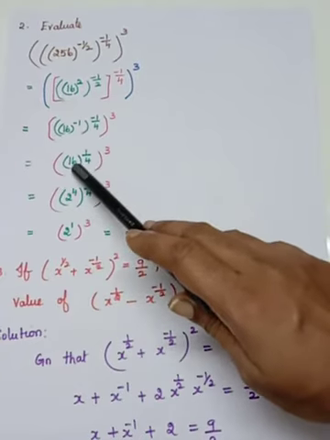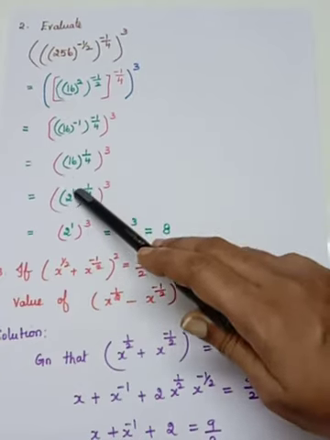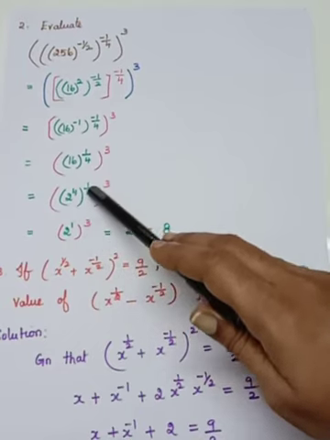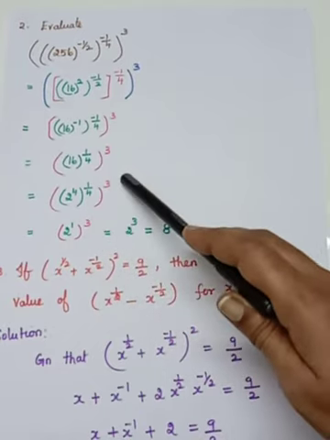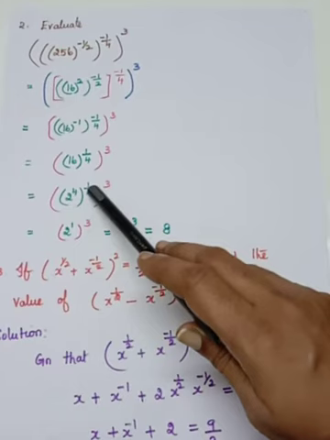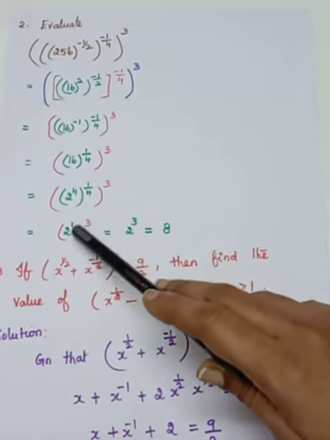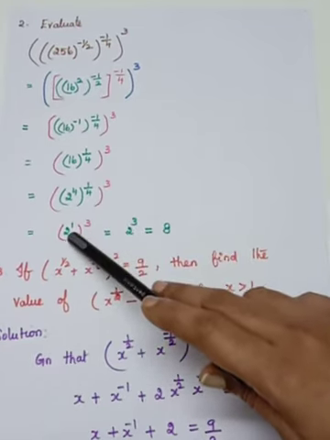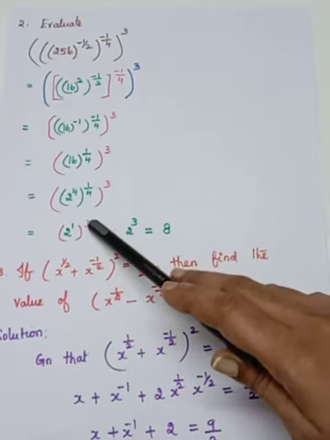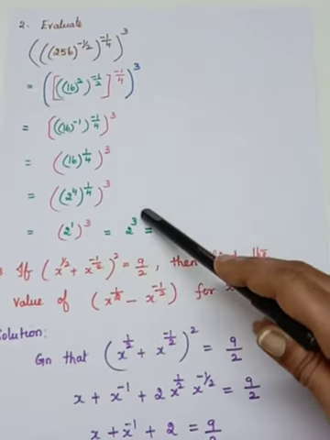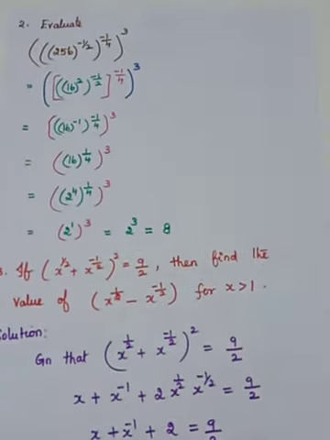So 16 can be written as 2 power 4. So 2 power 4 the whole power 1 by 4 the whole to the power 3. When you multiply these two powers, 4 and 4 get cancelled, here you are having 2 power 1. So 2 power 1 into the power 3 is 2 power 3. So therefore your answer is 8.